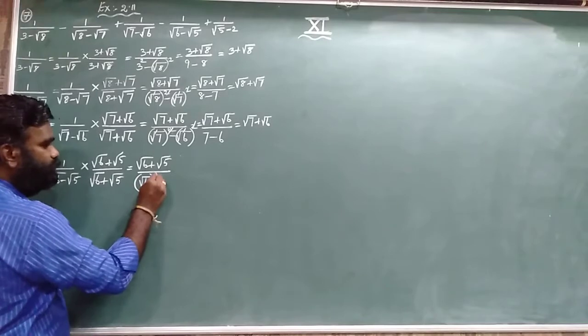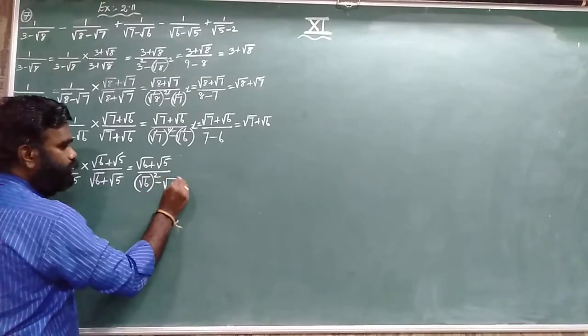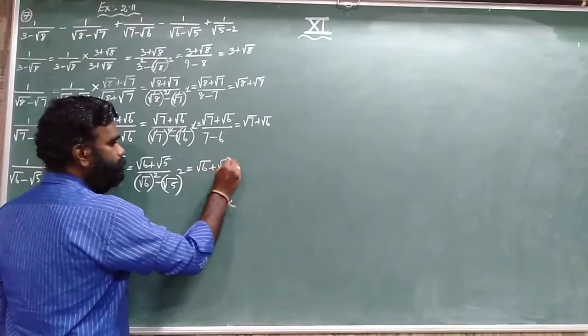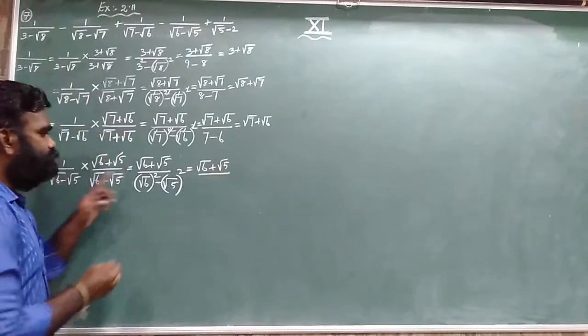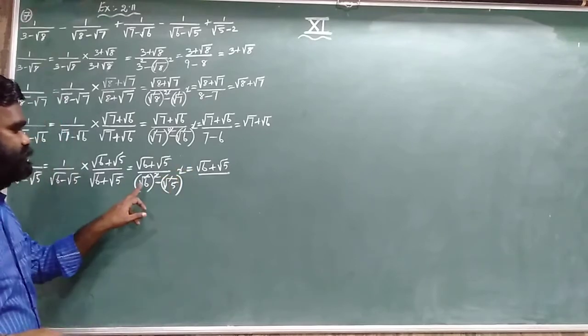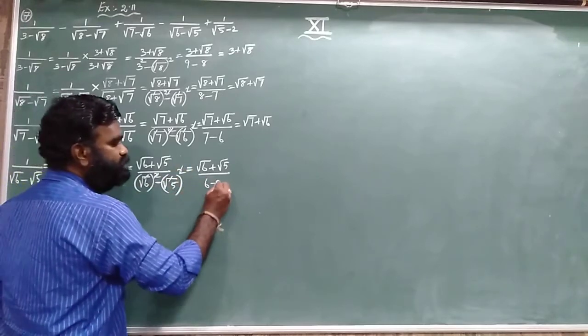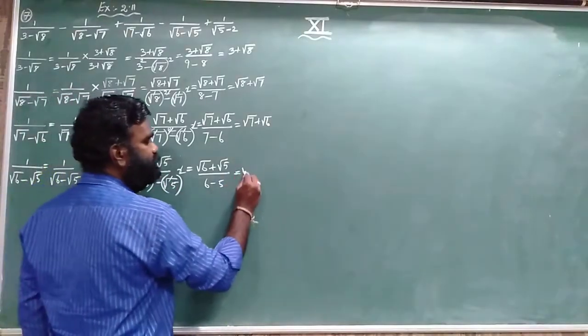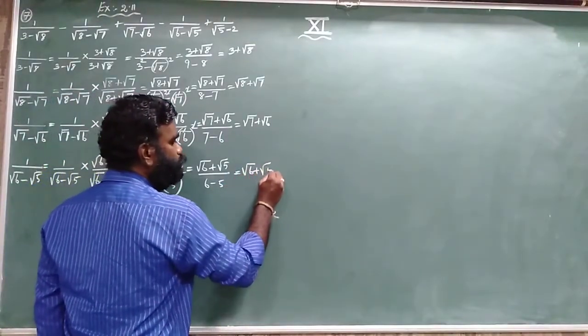Square root of 6 the whole square minus square root of 5 the whole square is equal to square root of 6 plus square root of 5 divided by... square and square root get cancelled. 6 minus 5 is going to be 1. We don't need to write 1, leave it as it is. What is the answer? Square root of 6 plus square root of 5.